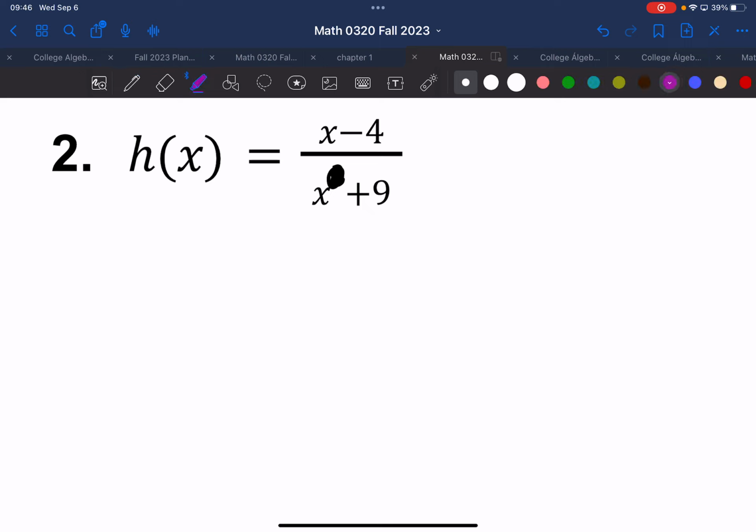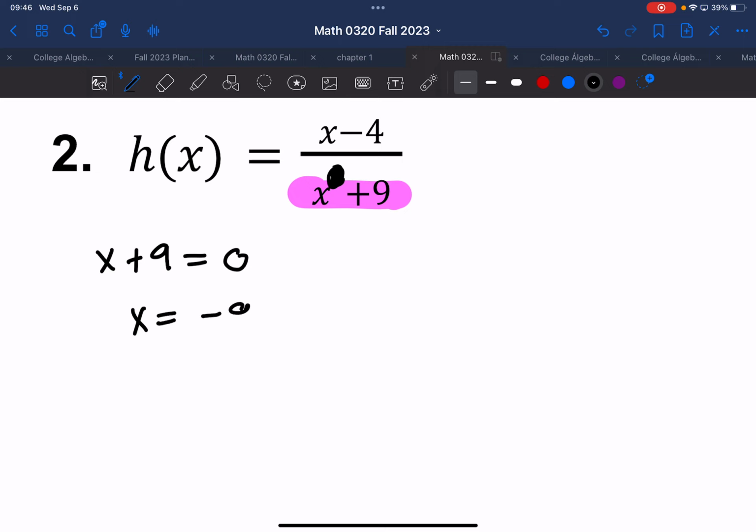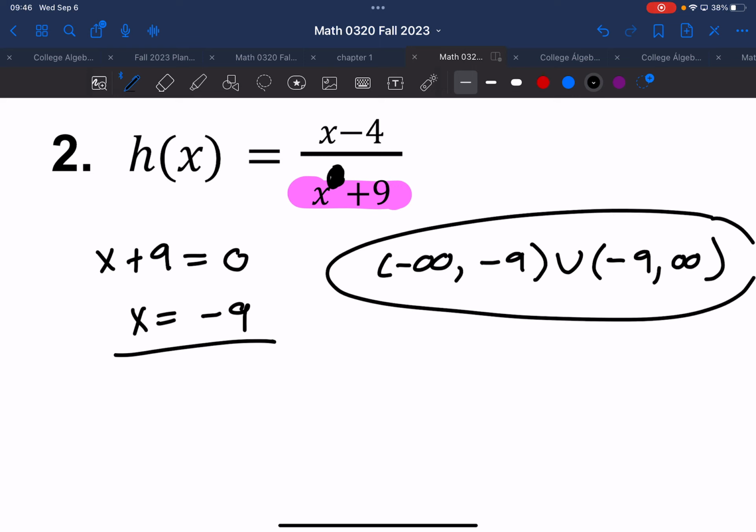X plus 9. So what are we going to do with that x plus 9? Set it to 0. So x plus 9 is equal to 0, which means x is what? Negative 9. Is that negative 9 included or not included? Not included. So how would our domain look? Negative infinity to negative 9, parenthesis or bracket, and then union, and then how do we start our next one? That same negative 9, positive infinity. This is our answer. This tells us that our domain is all real numbers except negative 9. Okay.